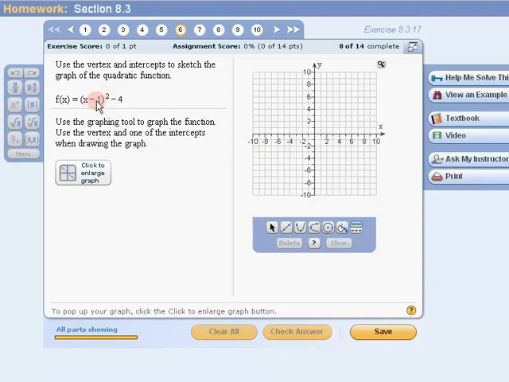This right here, remember, you take the opposite of what you see there. It's negative 1, so the h is going to be positive 1. So my x-coordinate is positive 1. My y is negative 4, so it's going to be down here at 1 comma negative 4.